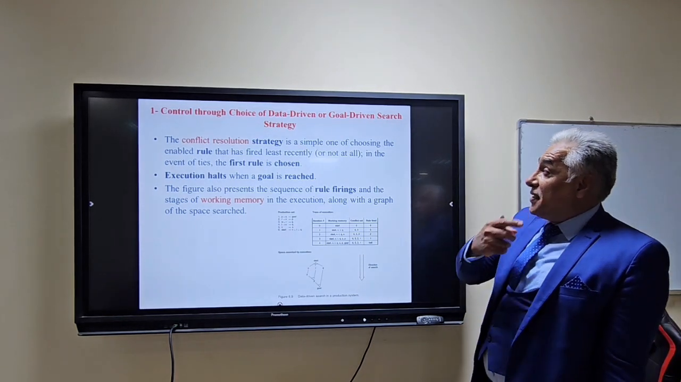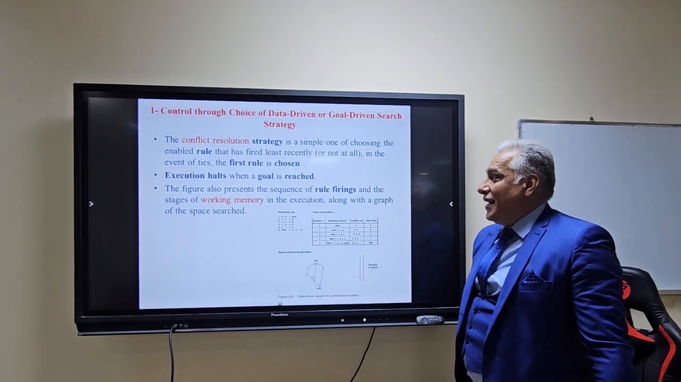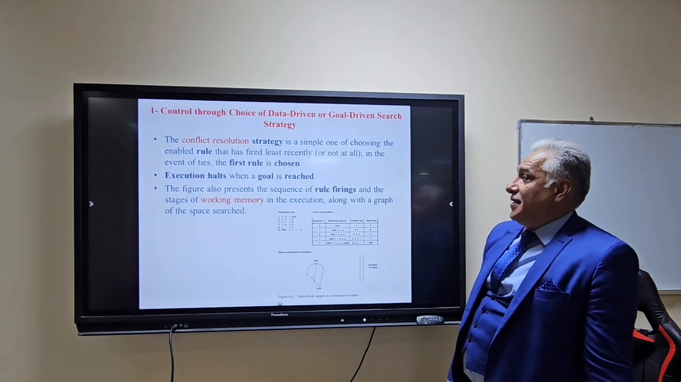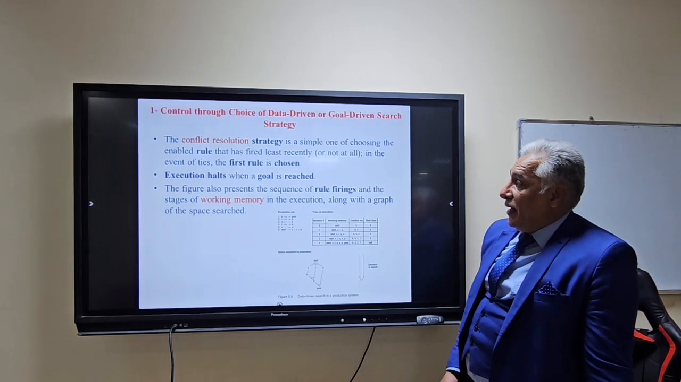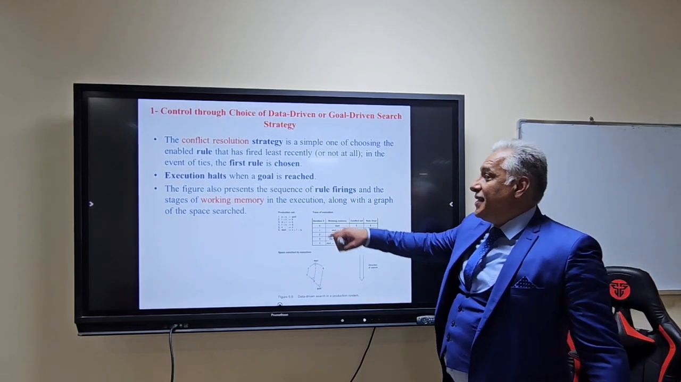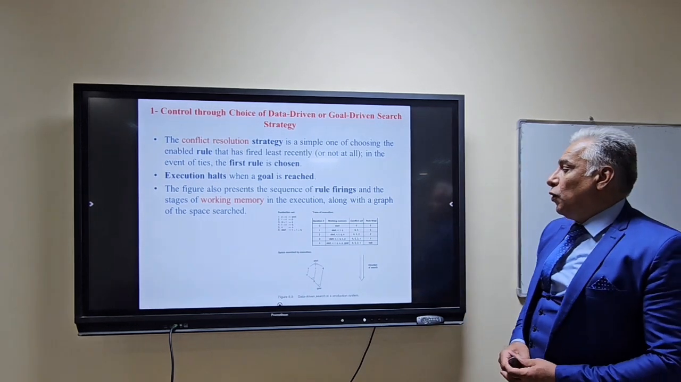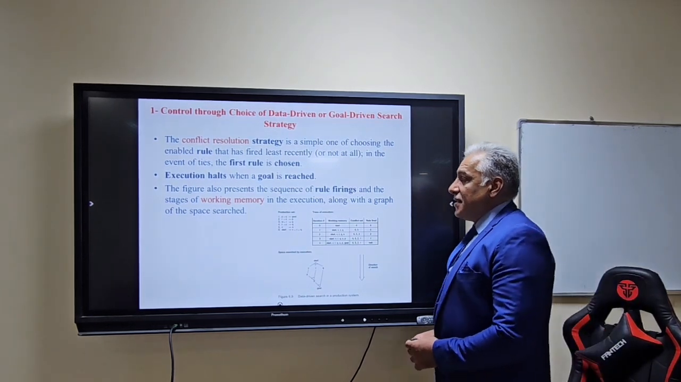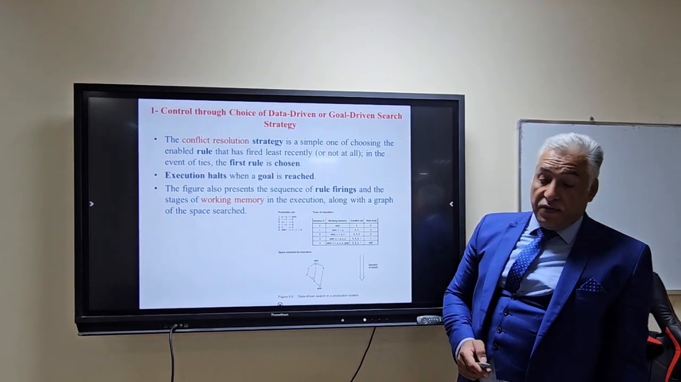The conflict resolution strategy is a simple one: choosing the enabled rule that has fired least recently. In the event of ties, the first rule is chosen. Execution halts when the goal is reached. The figure also presents the sequence of rule firing at the stage of focusing in the execution, along with the graph of the space searched.